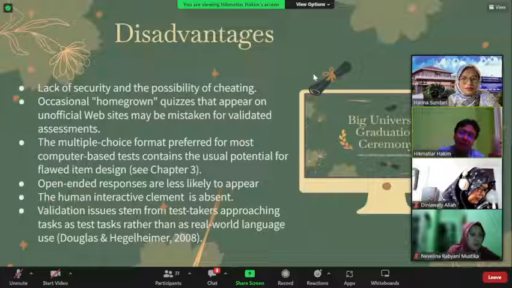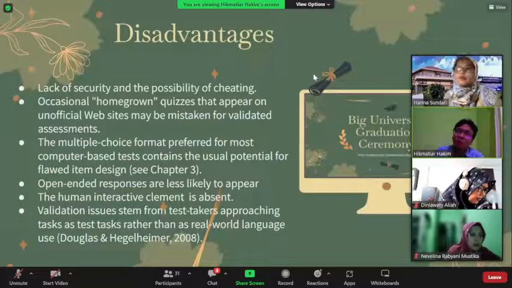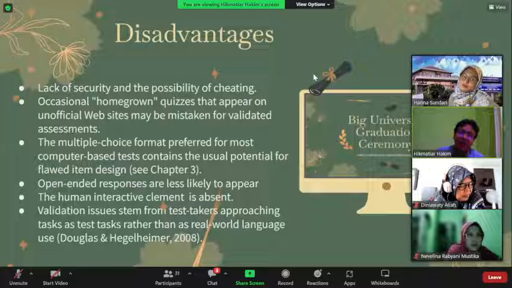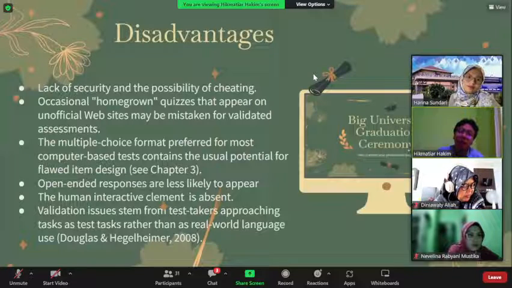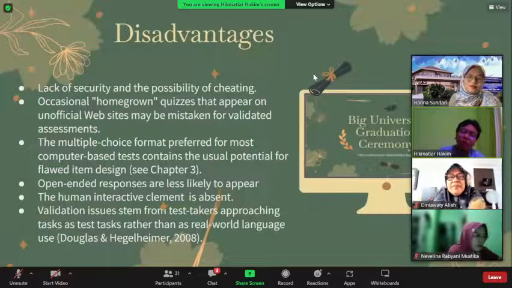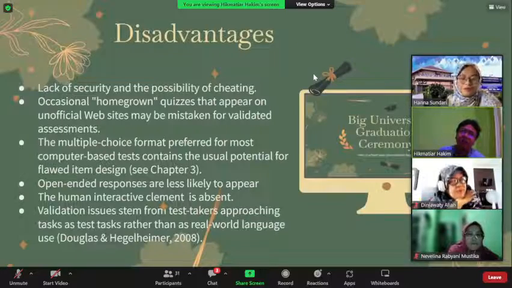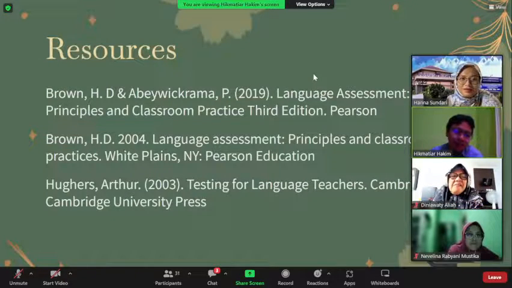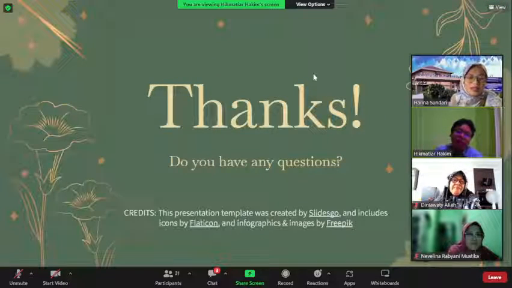Another disadvantage is we treat the assessment only as a task, not preparing ourselves for real world language use. Yeah, something like that. Okay, that's from me. This is our resources. Thank you.